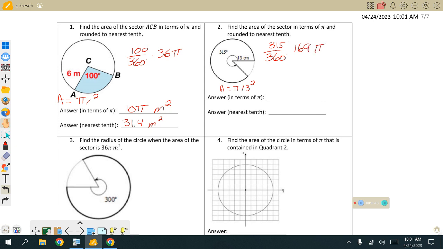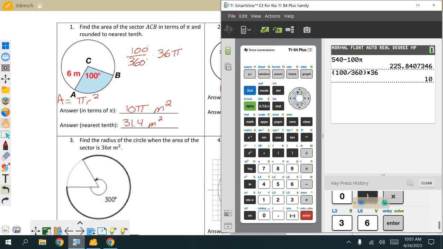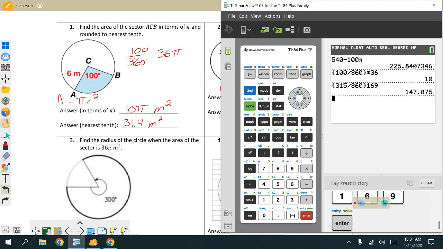Now, go to your calculator and run that through. Might come out nice, might not. I don't believe it terminates nicely. 315, not yet. Almost there. Not even close yet, is it? 315 over 360 times 169. Hit enter. Okay, we talk about fractions and pi, right? We don't want decimals, so change that over to a fraction.